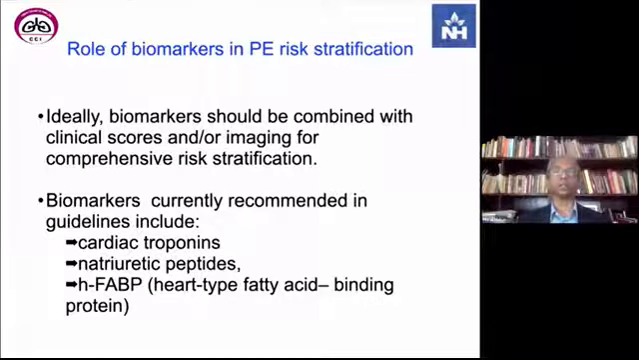We also use biomarkers, and ideally we need to combine biomarkers with clinical scores and/or imaging for a comprehensive risk stratification. And what are the biomarkers that are used? Apart from heart type fatty acid binding protein, which we don't have, I don't know how widely available it is in the country, something that all of us have access to are the cardiac troponins, TROP-I and TROP-T, and the natriuretic peptides, BNP and NT-proBNP.